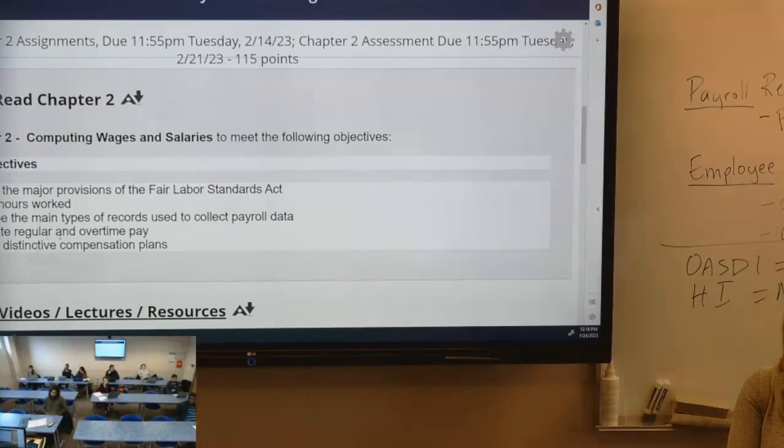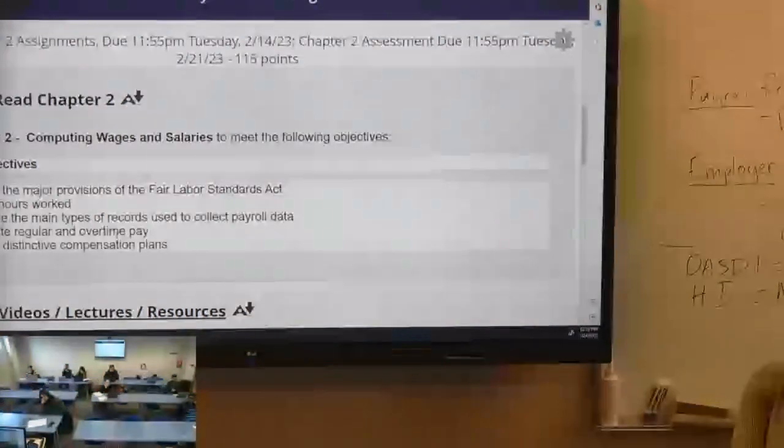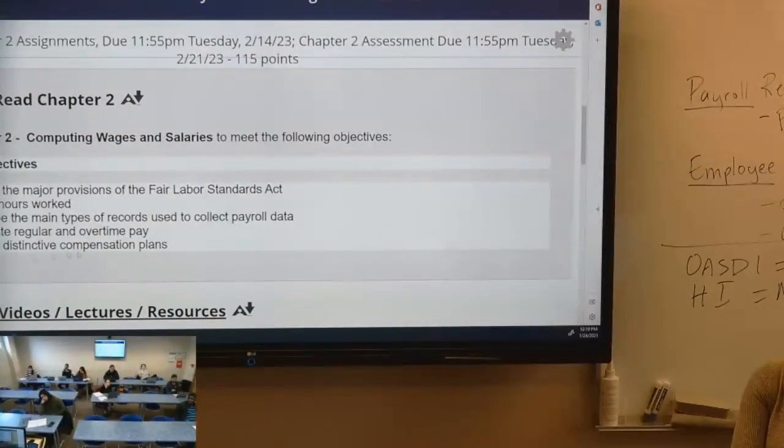Then we're going to do some actual calculations. How do we calculate those regular hours and overtime pay? Again, for the most part, it's pretty simple, but there are actually a couple different ways of doing it. And so we're going to look at what those ways are.